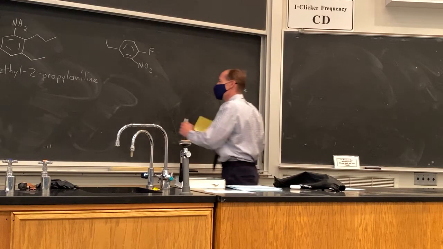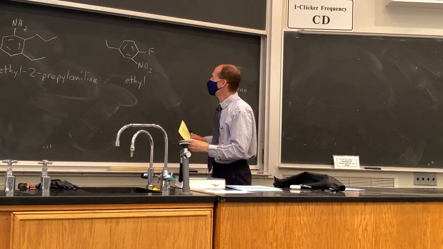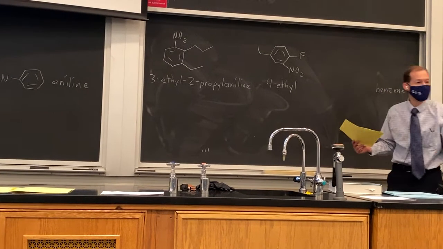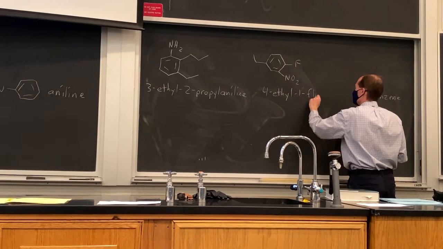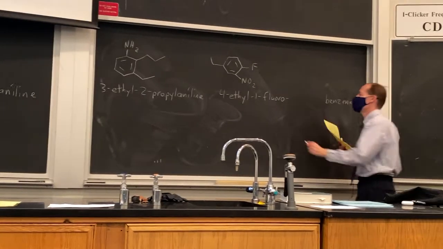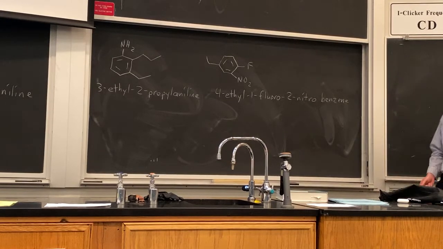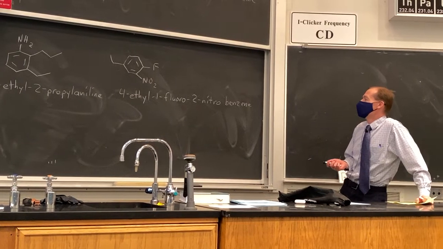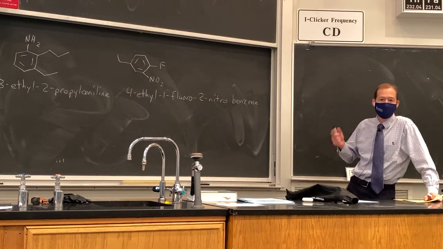Okay, so we'll have ethyl. What's the number of the ethyl substituent? Okay, it would be 4. Good. And then what's going to come next? Okay, 1-fluoro. And then what's the missing part of our name? 2-nitro. Okay, 4-ethyl, 1-fluoro, 2-nitrobenzene.